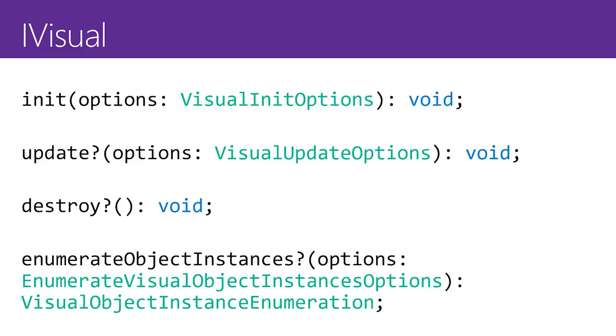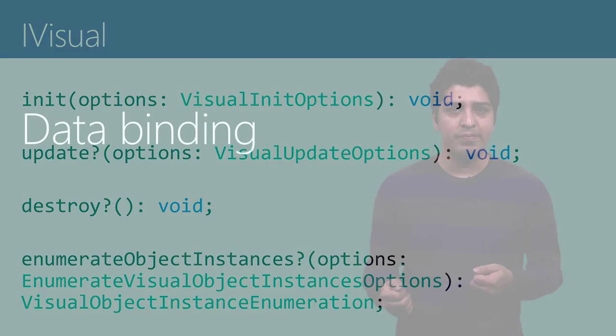And then finally, there is the enumerate method. This I will cover in more detail later. It is what the format pane uses to show you the right values.